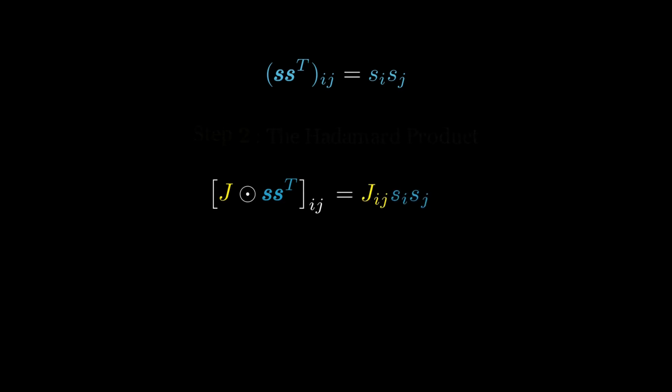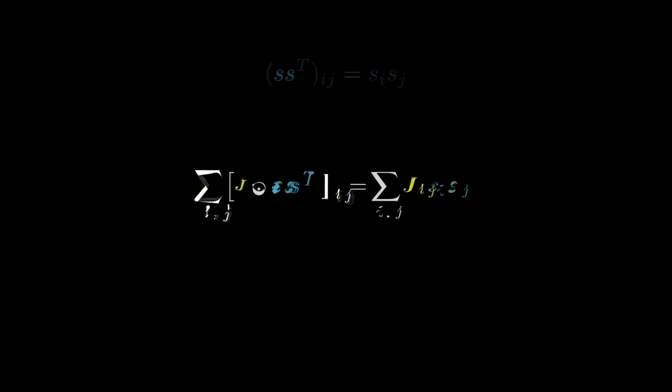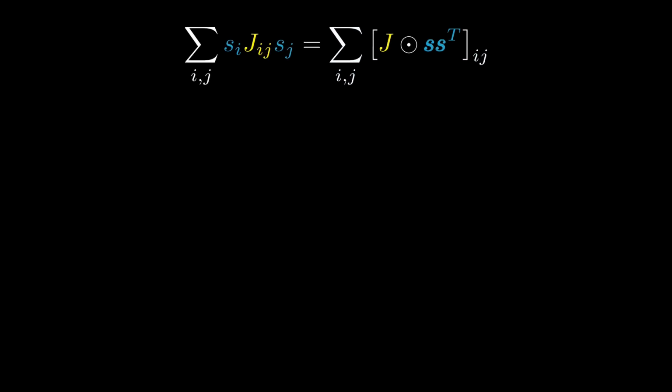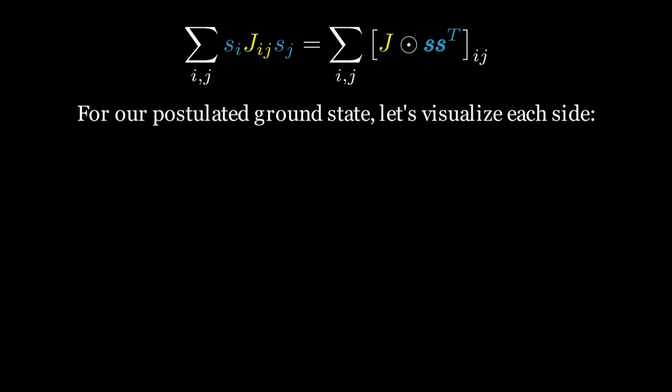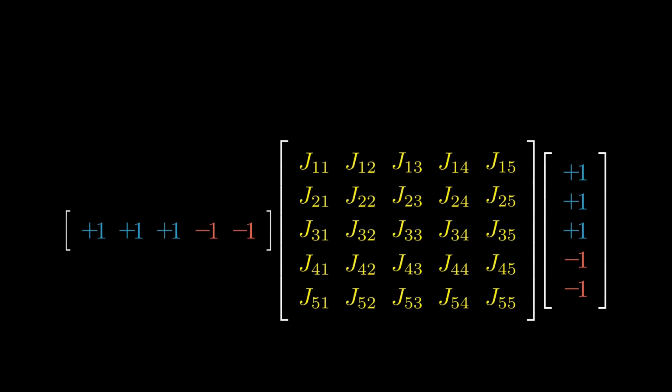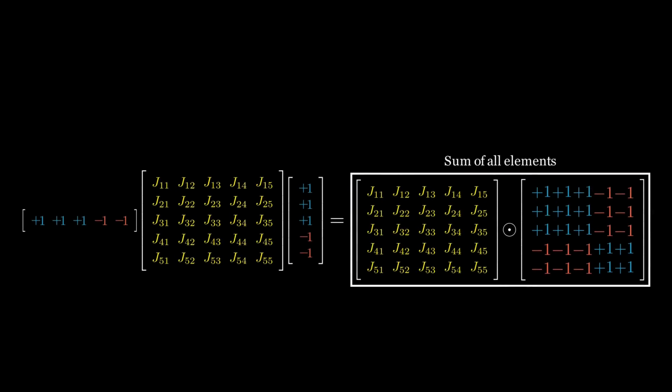By substituting our first definition into the second, we observe that each element of the resulting matrix is exactly Jij times Si times Sj. Therefore, summing over all the elements of this Hadamard product matrix is mathematically identical to our original Hamiltonian expression. Now, let's apply this to our postulated ground state. On the left, we have the conventional form S transpose JS, and on the right, the total sum of all entries in the Hadamard product matrix.